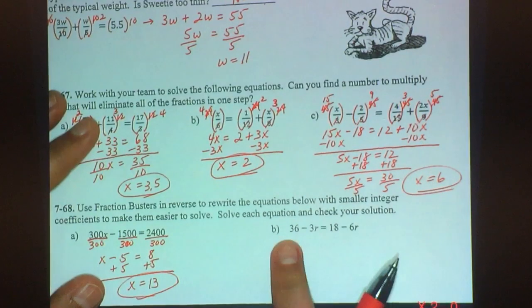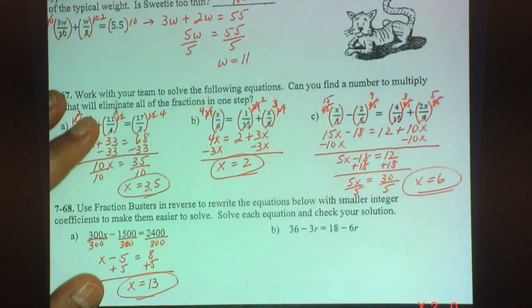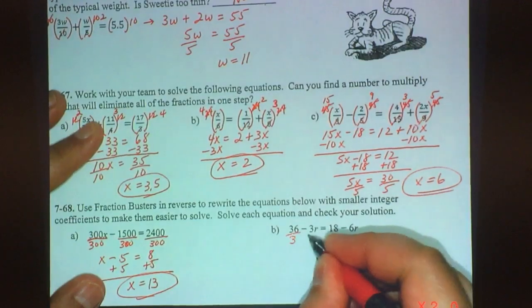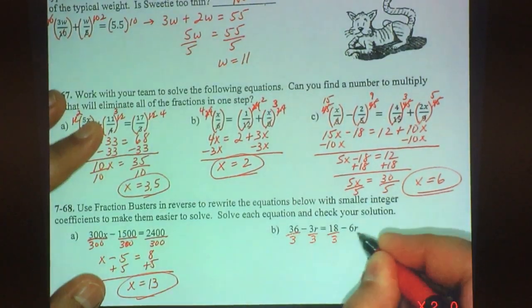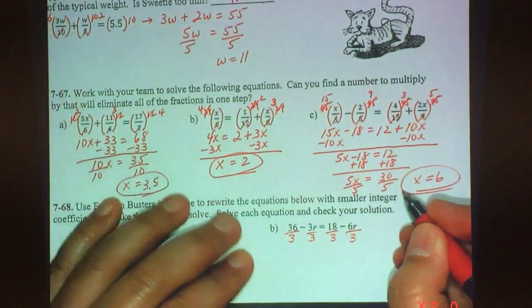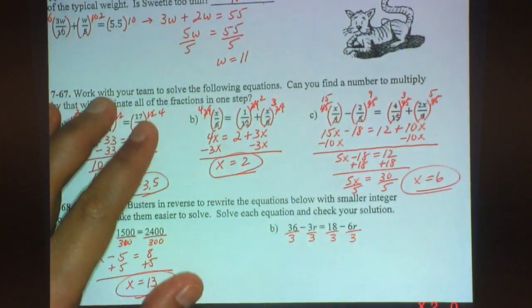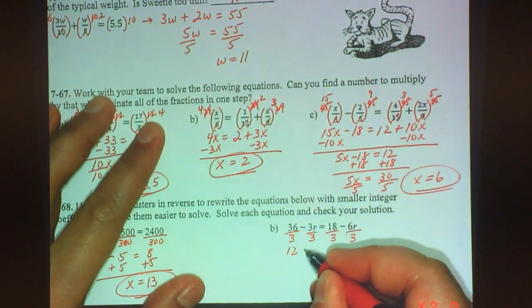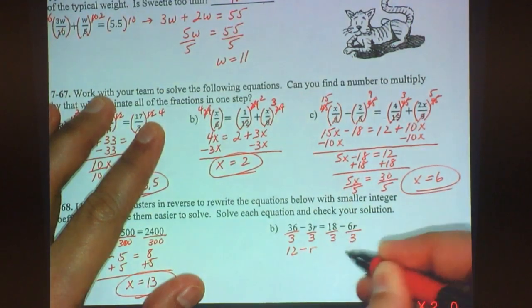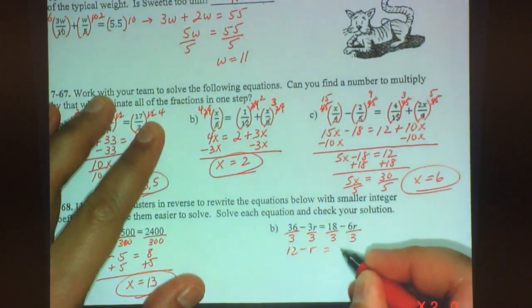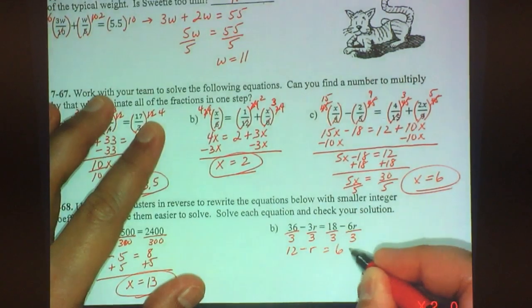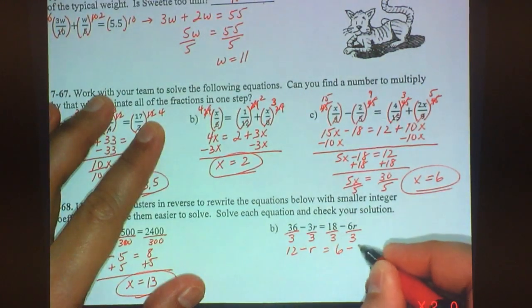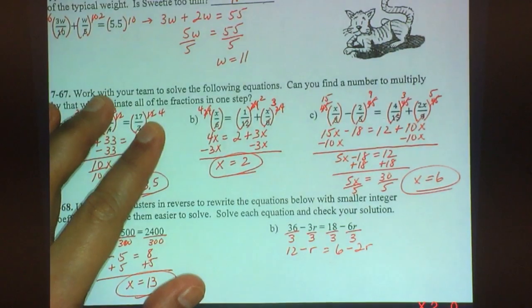Okay, think of a number that will divide into all 4 of those. 3. Okay, 36 divided by 3 is 12. 3 divided by 3 is 1, so I'll just call that minus r. 18 divided by 3 is 6. And 6 divided by 3 is 2. And don't forget your r.